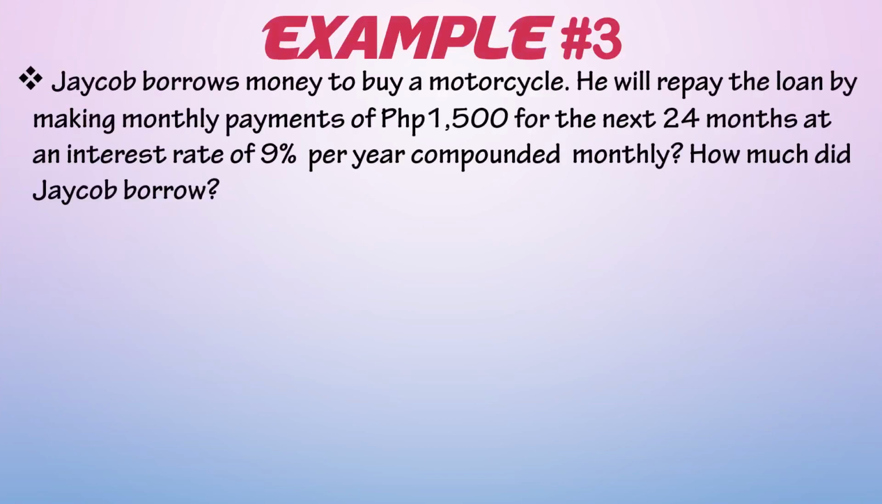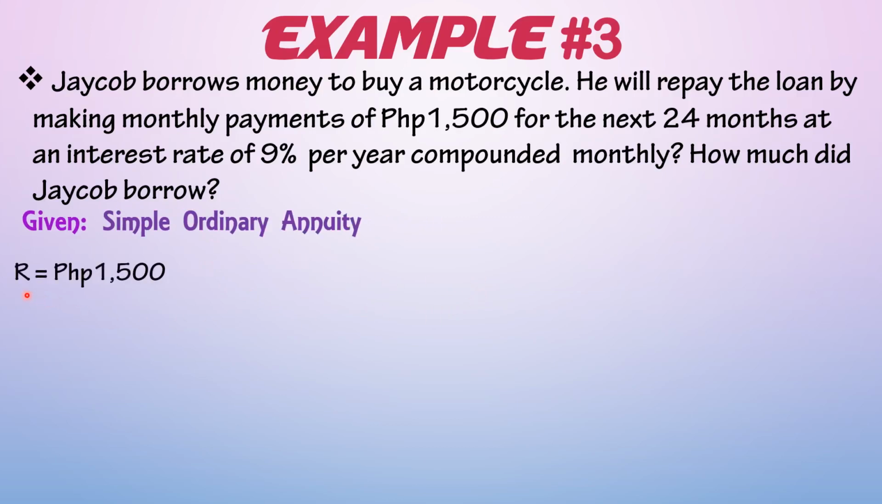Okay, let's have this example. Jacob borrows money to buy a motorcycle. He will repay the loan by making monthly payments of 1,500 for the next 24 months at an interest rate of 9% per year compounded monthly. How much did Jacob borrow? So here again, the conversion period compounded monthly, and the payment interval, so making payments monthly, are the same. So this is simple annuity, and you are paying it at the end of each month. So this is ordinary annuity.